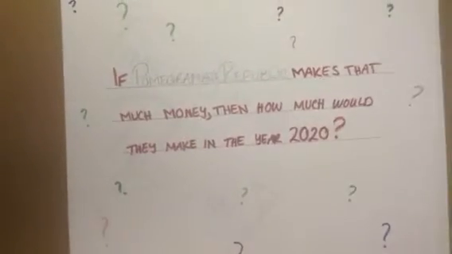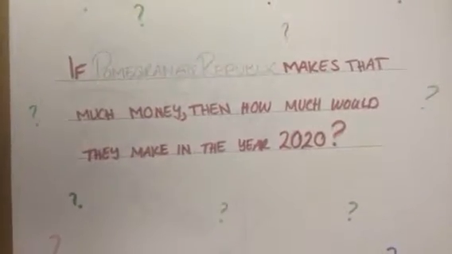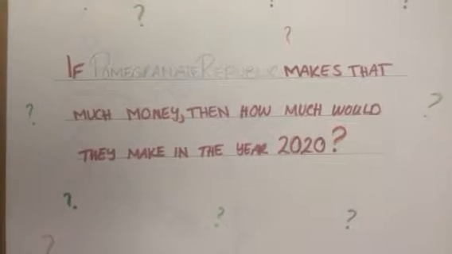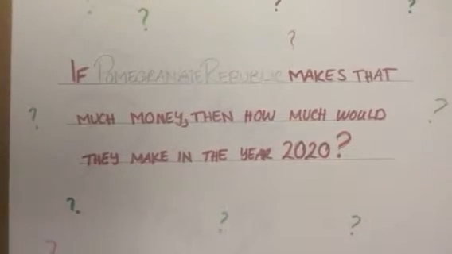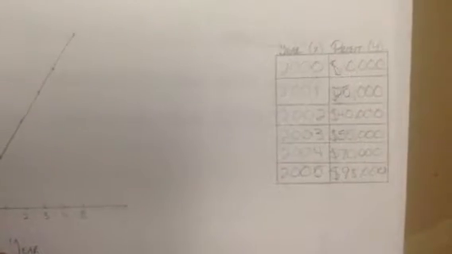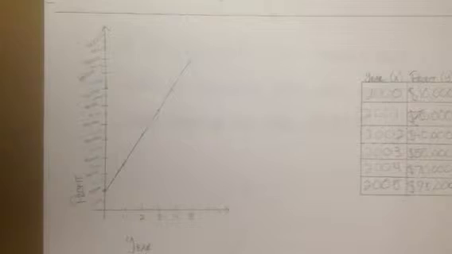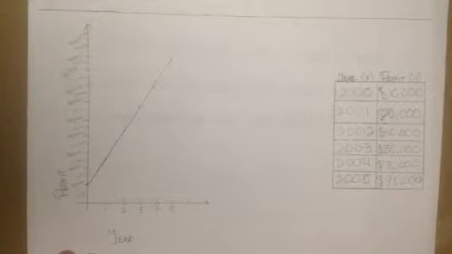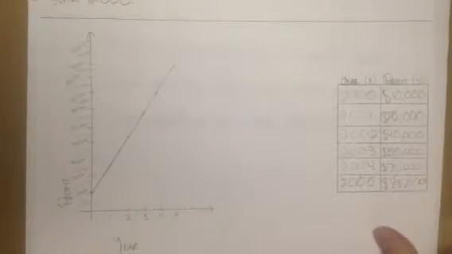So the question here is, if the Pomegranate Republic makes that much money, then how much would they make in the year 2020? And yes, I know, from the data, we can simply add 15,000 until we hit the year 2020. But let's say, for example, we had wanted the year 3000, you'd end up having to add 15,000, depending on where you started, 95 to 100 times to make it to the year 3000. So we're going to use an equation, and that's going to be after this page over here.